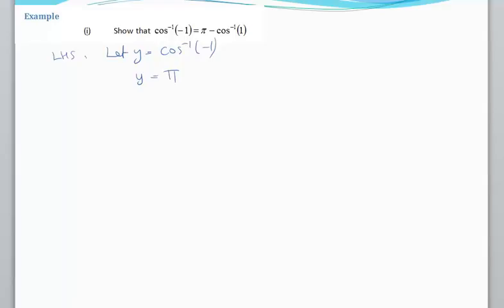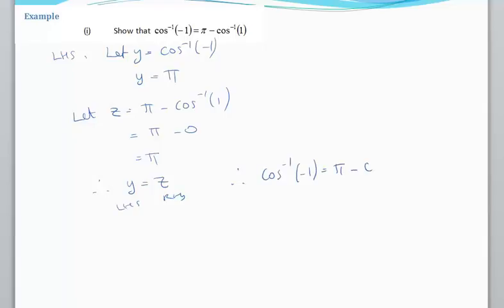Then we look at our right-hand side. We're going to say let z be pi minus our inverse cosine of 1. Our inverse cosine of 1 is equal to 0, so pi minus 0 is equal to pi. So here we have y is equal to z, or our left-hand side is equal to our right-hand side. So we know our inverse cosine of minus 1 is equal to pi minus our inverse cosine of 1.